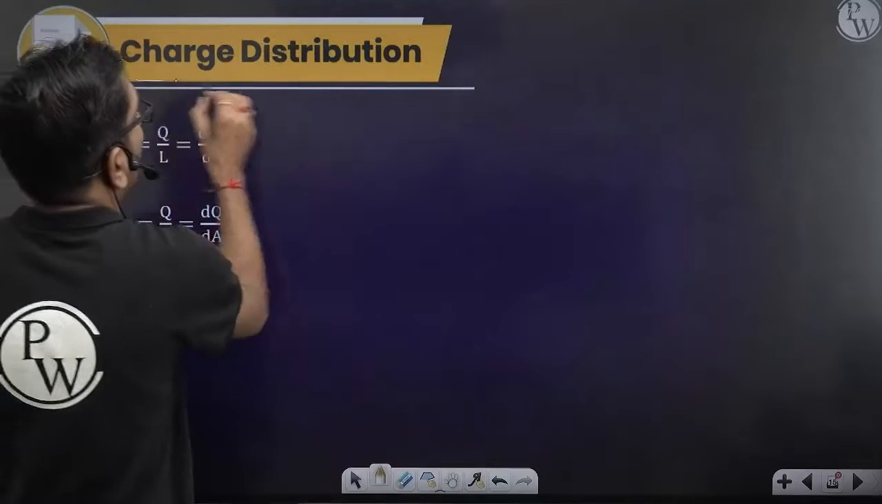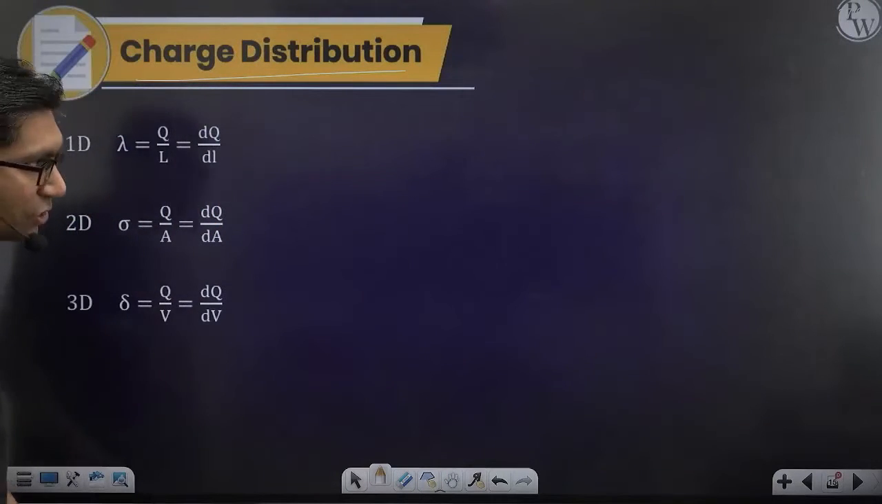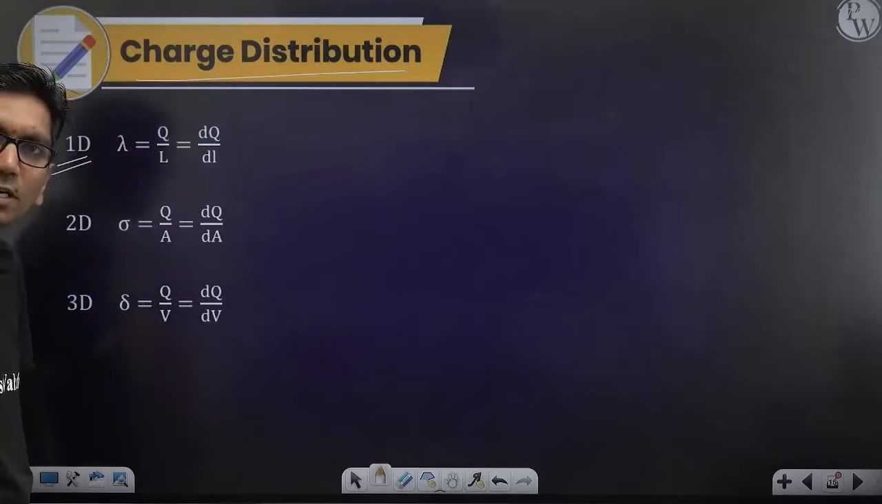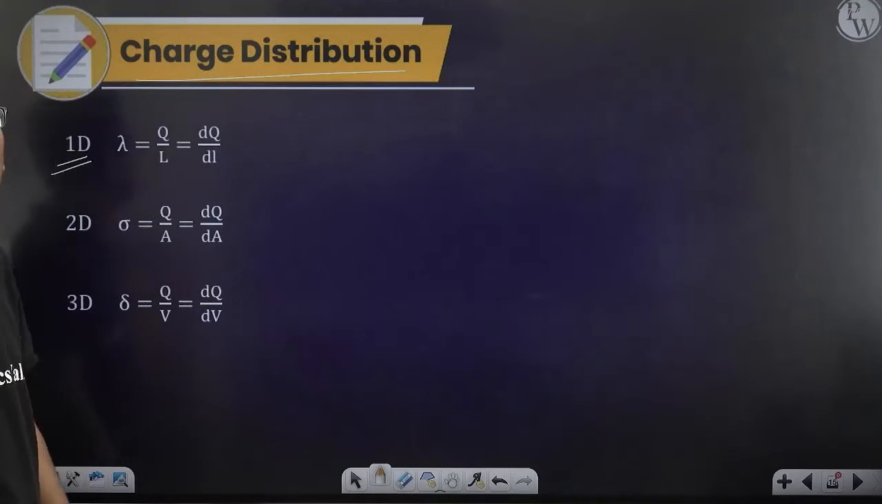See here, beta. Charge distribution. So the first one is one dimension. Lambda is called the linear charge density.